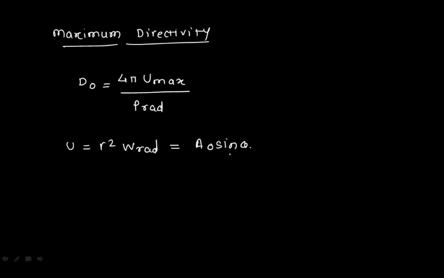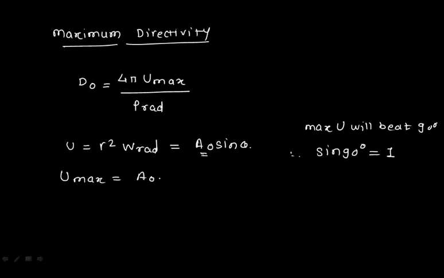ठीक है, now we know that sine of 90 is 1 and sine of 0 is 0. So you will get the maximum intensity when your theta will be 90 degrees. So maximum U will be at 90 degrees. So therefore sine of 90 degrees is equal to 1. ठीक है, so you put theta is equal to 90, so U max is nothing but A0. Now how I'm going to get this particular value? This particular value will be A0 when it is maximum.